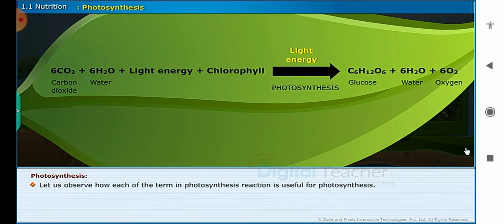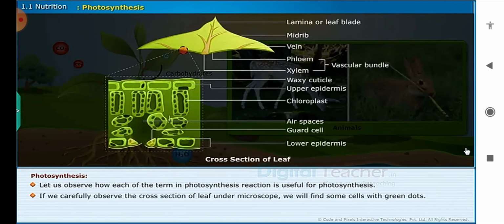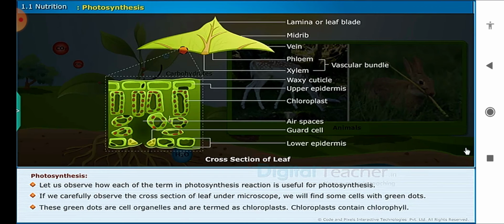Let us observe how each of the terms in the photosynthesis reaction is useful for photosynthesis. If we carefully observe the cross-section of a leaf under a microscope, we will find some cells with green dots. These green dots are cell organelles and are termed chloroplasts. Chloroplasts contain chlorophyll.